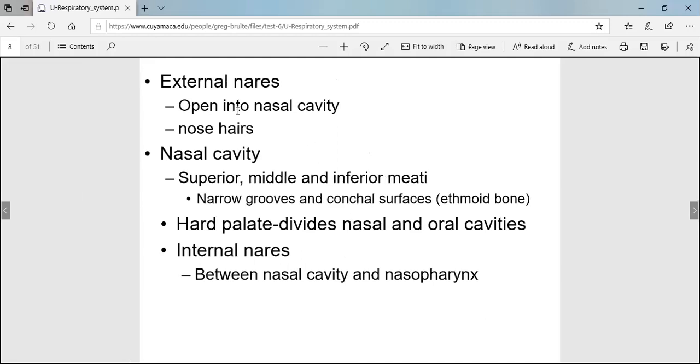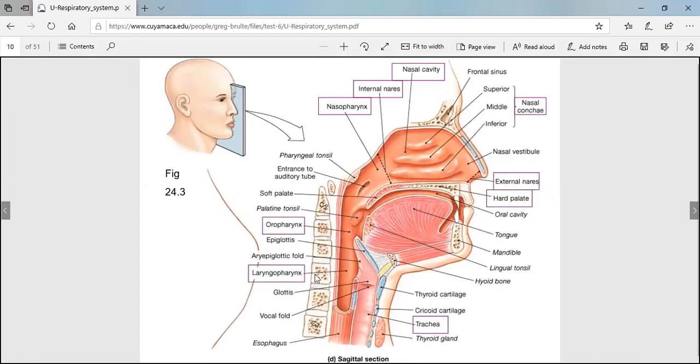External nares are the opening, right? The nasal cavity, you're going to have these superior, middle, and inferior meati. I'm probably not going to get that picky. Meati, or meatus, singular, are just the grooves in between your conchal bones. Remember those turbinate bones on your skeletal exam. Hard palate, don't worry about it. We did that on bones. Internal nares, I don't really have a good place to point at it. I'll show you where they're at on it.